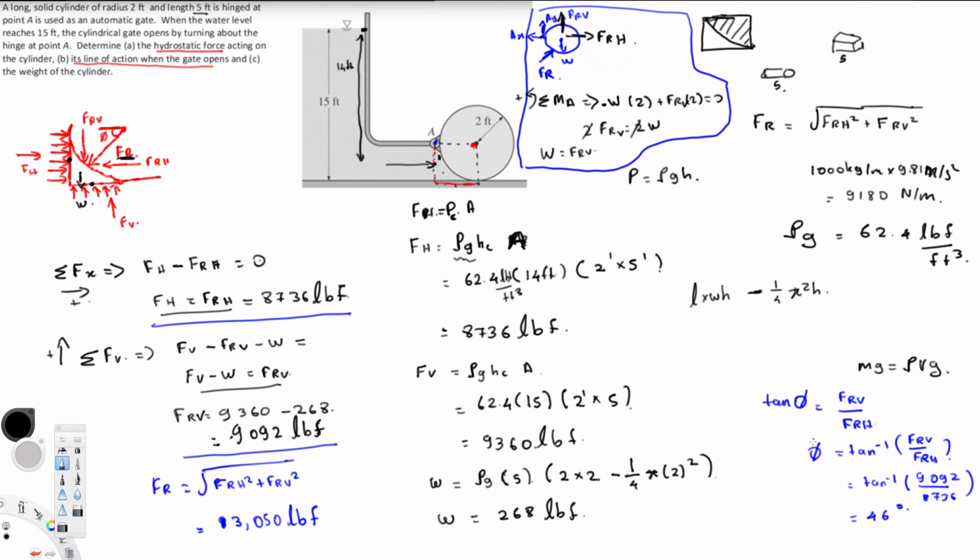We calculated the FRV already. That's 9092 pounds force. So that's going to be the value of the weight of the cylinder. So the weight of the cylinder, WC, is equal to 9092 pounds force, and that is the final answer.